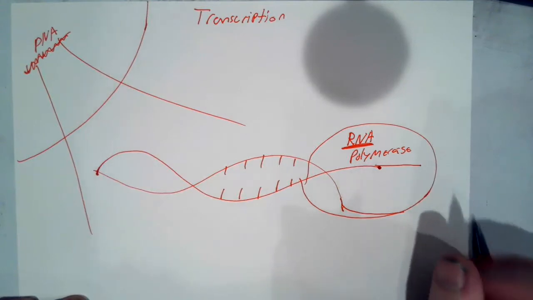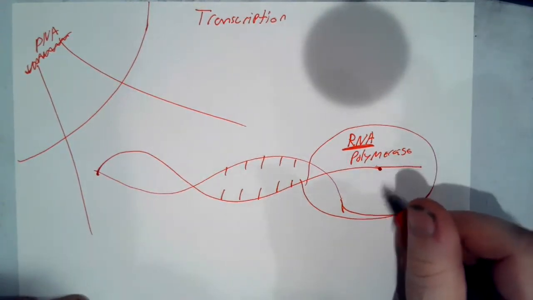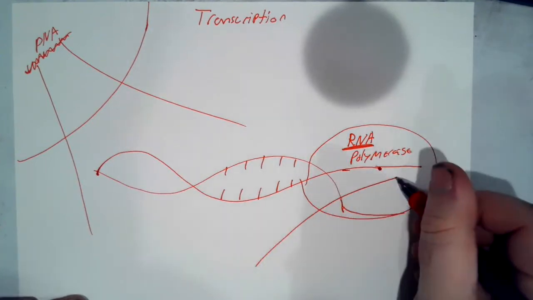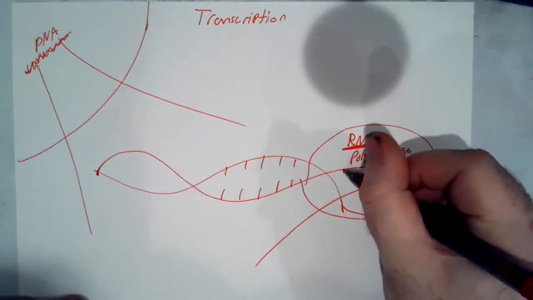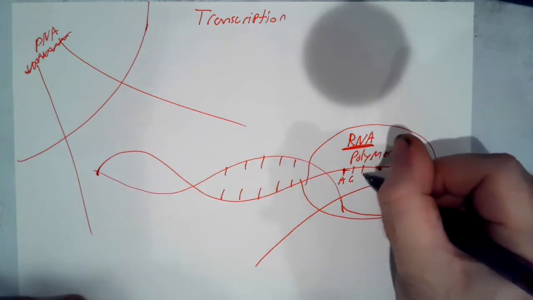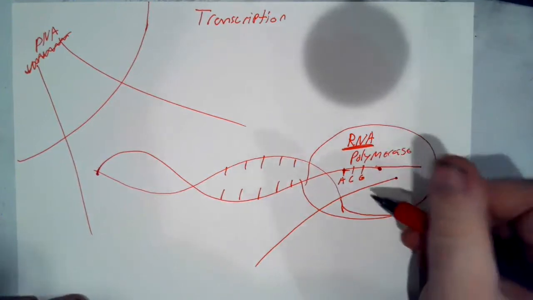I'm sorry, one strand of RNA, excuse me. So what it's doing is it's splitting up DNA, and now it's going to make its own strand. But let's take some examples here. So let's say we have an A, we have a C, we have a G, and so on. That's just one codon right there.